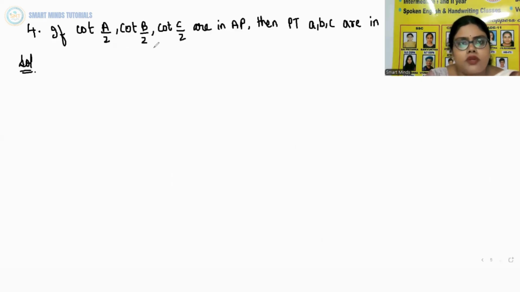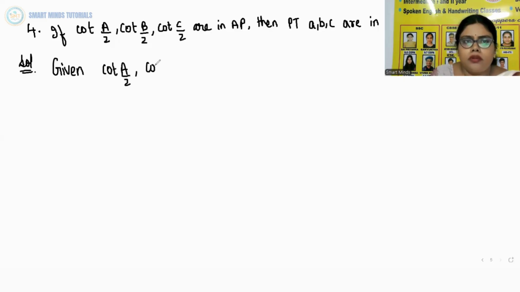Now take the next question. If cot A by 2, cot B by 2, cot C by 2 are in AP, then prove that a, b, c are in AP. So what is given to us? Cot A by 2, cot B by 2, cot C by 2 are in AP.